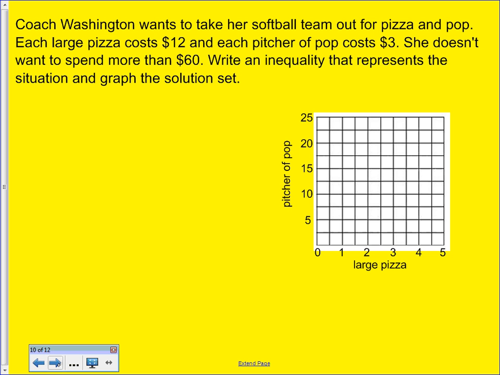Then I want you to pause the video and actually do this one yourself. See if you can write it out. Note that y represents the pitcher of pop and x represents the large pizza. So go ahead and set that up and graph it on your own.